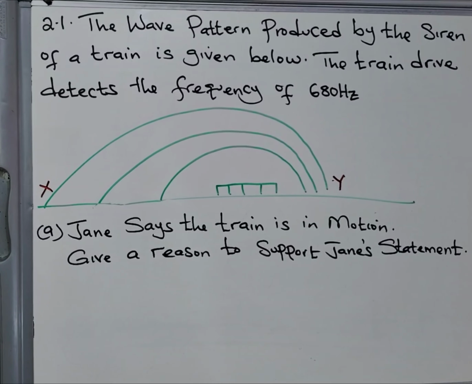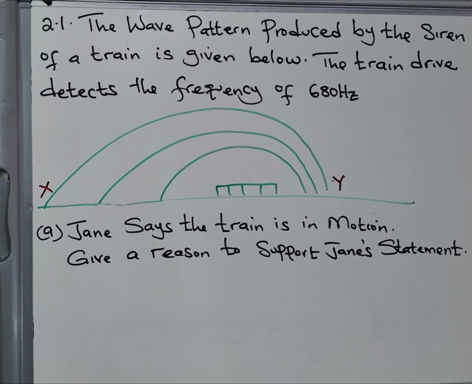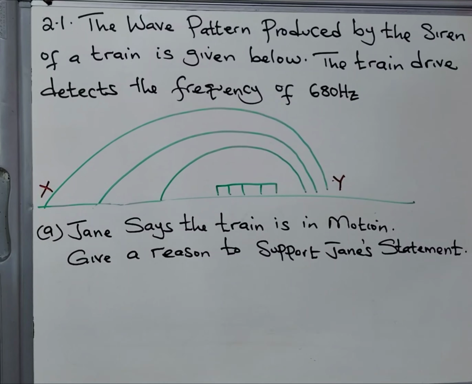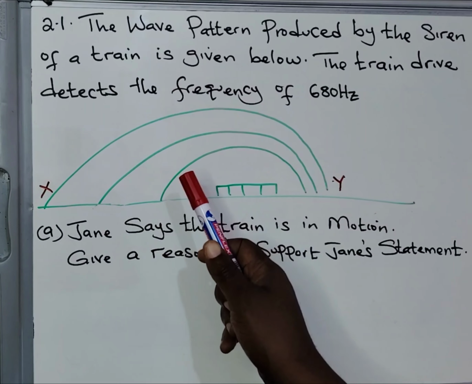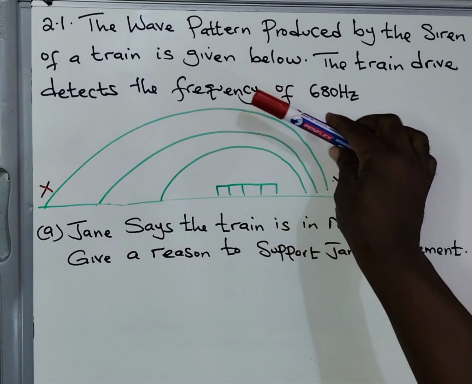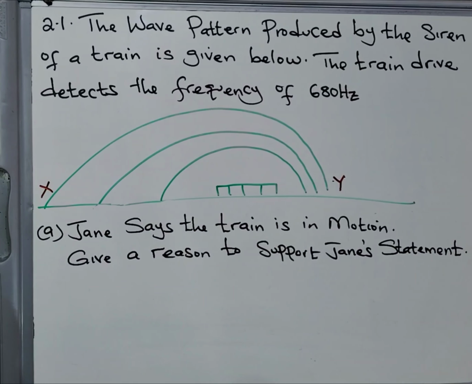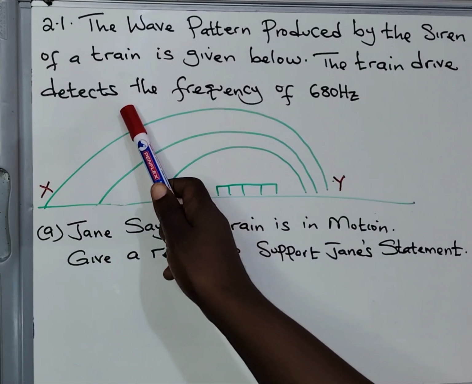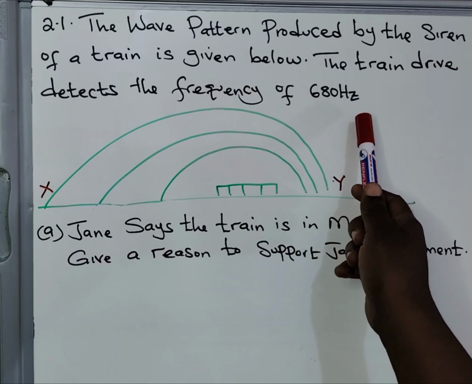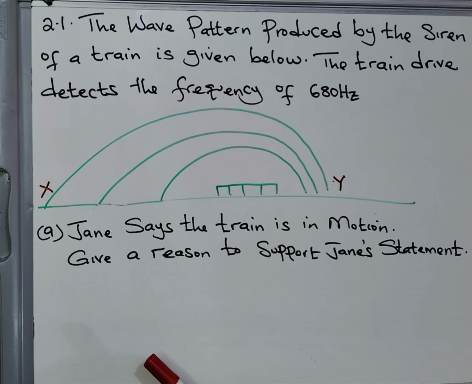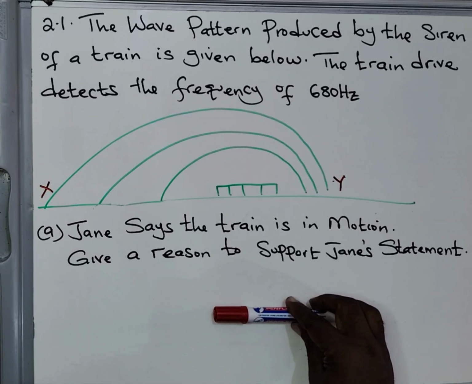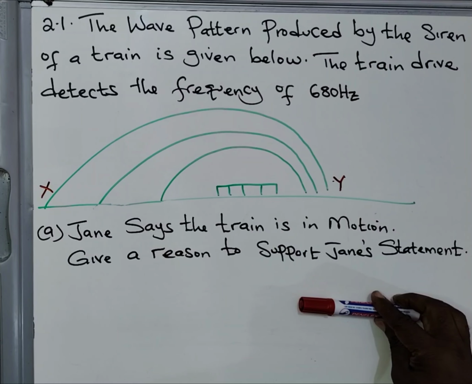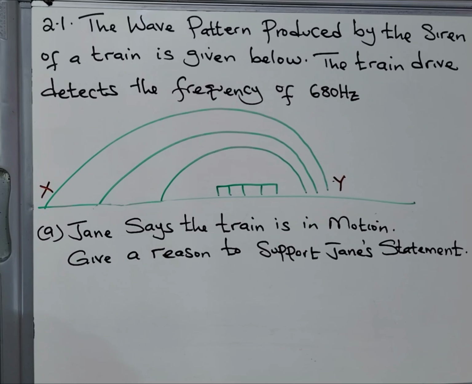So we are looking at this question today. It says the wave pattern produced by the siren of a train is given below. This is the pattern. The train driver detects the frequency of 608 Hz. Okay. Question says that Jane says the train is in motion. Give a reason to support Jane's statement.